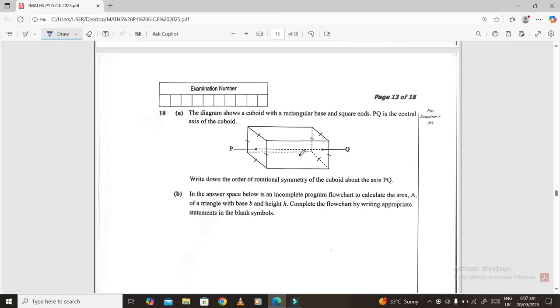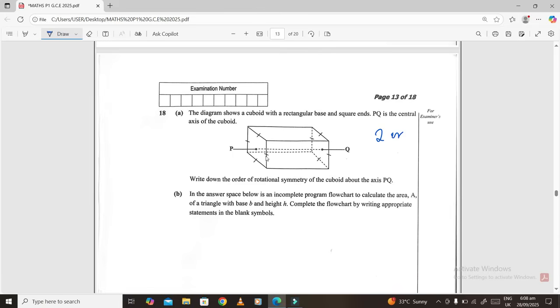We now go to question 18. So question 18 here, they are saying the diagram shows a cuboid with a rectangular base and square ends. PQ is central, the central axis of the cuboid. Write down the order of rotation symmetry of the cuboid. So the order of rotation, we know that this is rotation. It's supposed to be 2, I think. Let me see. 1, 2. It's supposed to be 2. Order is 2.